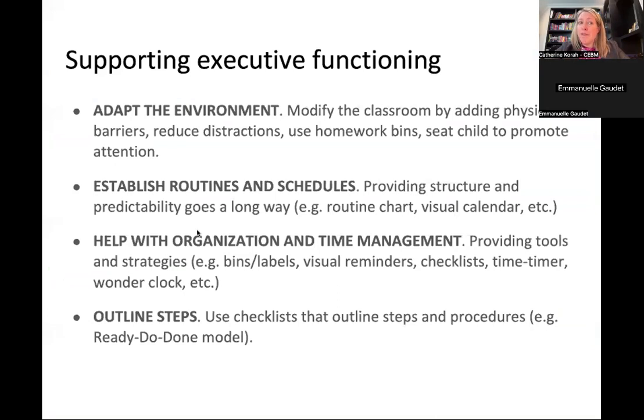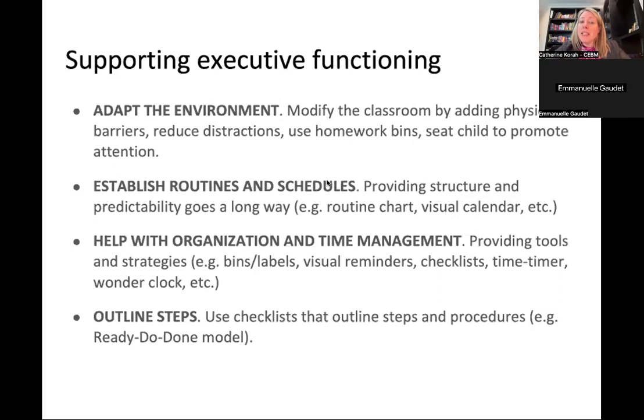In terms of executive functioning, what can we do to help our students be more successful in supporting them with the executive functioning? And so adapting the environment accordingly, modifying the classroom where we're adding some physical barriers to put separations in the group or in the class, reducing the distractions, maybe having homework bins, maybe having flexible seating that can help promote attention.